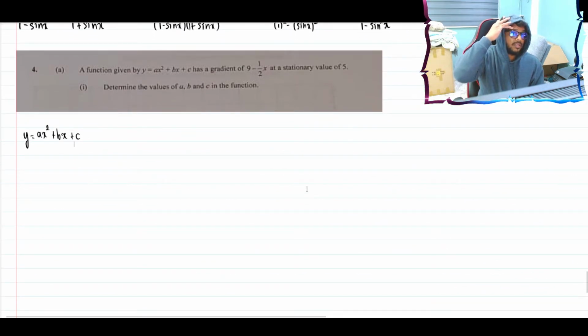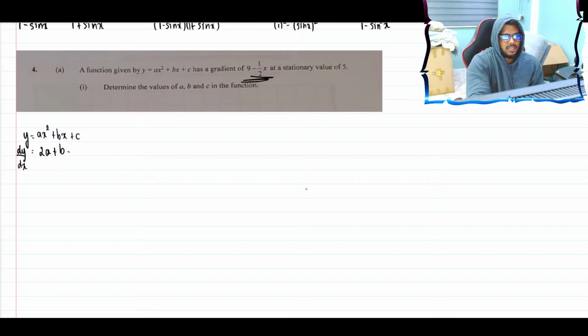This curve has a gradient and a stationary value of 5. Determine the values of a, b, and c in the function. Alright. We know that the gradient of a curve is given by dy dx. So I'm going to differentiate this here. I'll get dy dx is equal to 2ax plus b. They gave me the gradient here. So I know that 2ax plus b is 9 minus a half x.